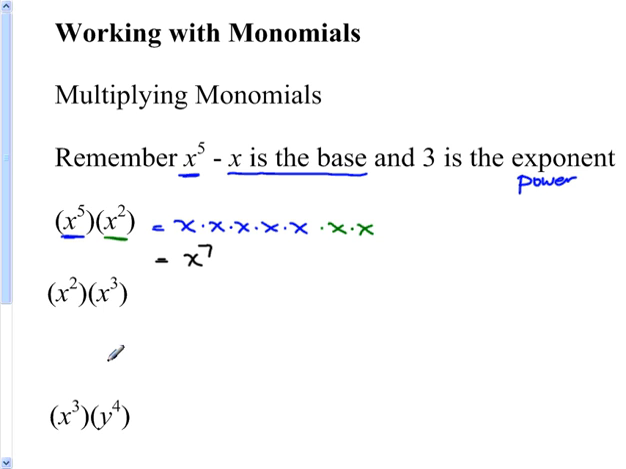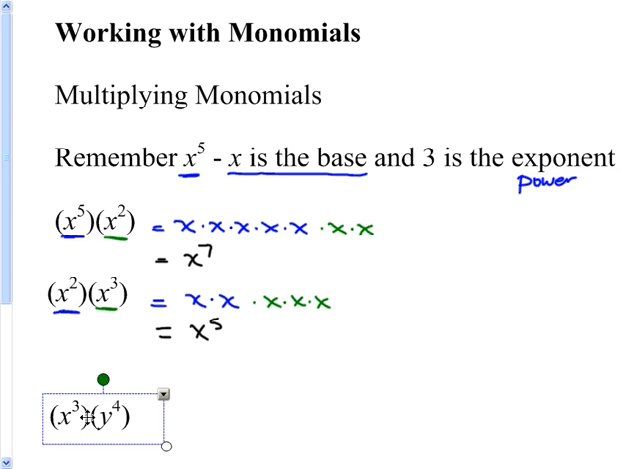And again, I'll use blue to represent the first one. There's 2 x's multiplied together. I'll use green to represent the second one. X to the third really means 3 x's multiplied together. So when I look at that as a whole now, I have actually 5 x's multiplied together, or x to the 5. All right, let's look at the next one.